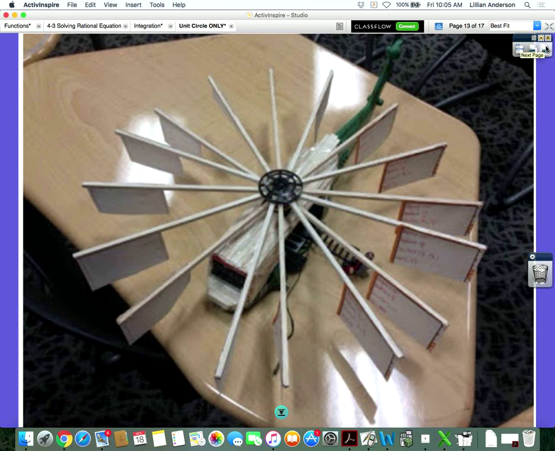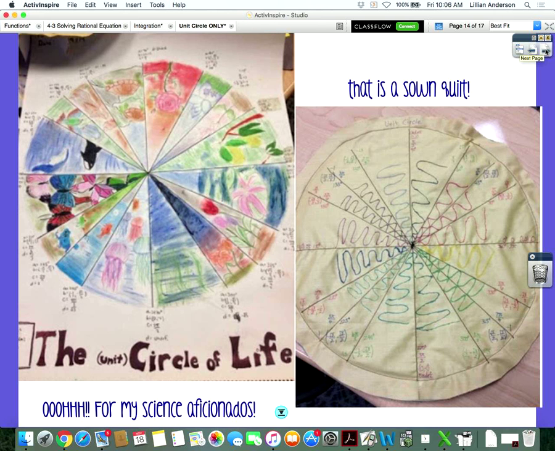Here's an example. This right here is a toy helicopter, and the propeller blades basically form the circle. And each of the blades has little labels with the information. This right here shows effort, for sure. Over here, for my science aficionados, you also have a sewn quilt with the unit circle. And for my science people, this one is the unit circle of life, so they got some sciencey things in there.